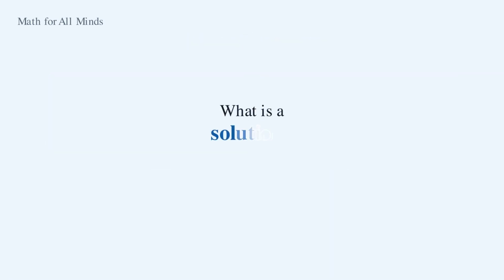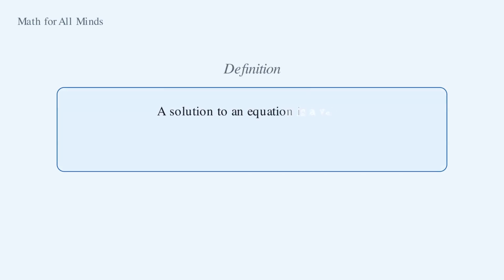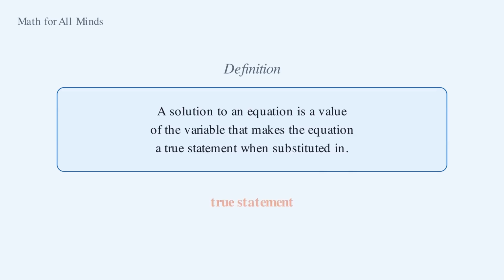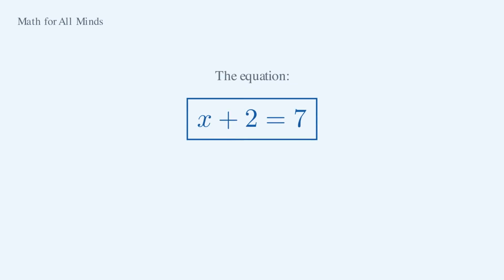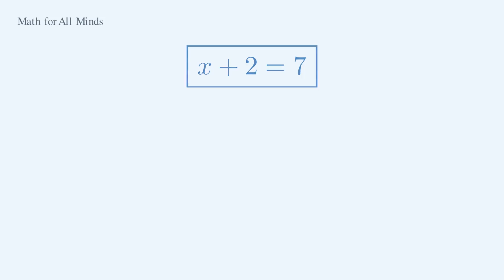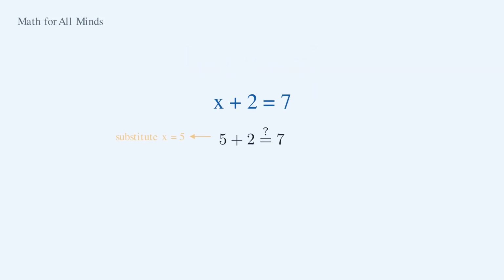Let's start with what a solution actually means. A solution to an equation is a value of the variable that makes the equation a true statement when we plug it in. Take the equation x plus 2 equals 7. If we substitute 5 in for x, we get 5 plus 2 equals 7. That's true. So 5 is a solution.